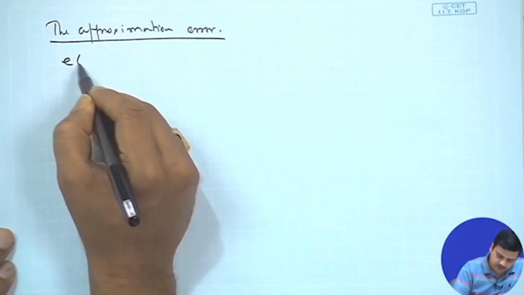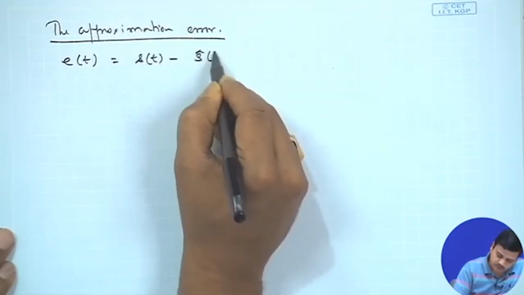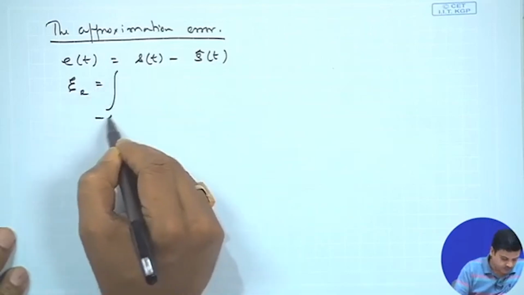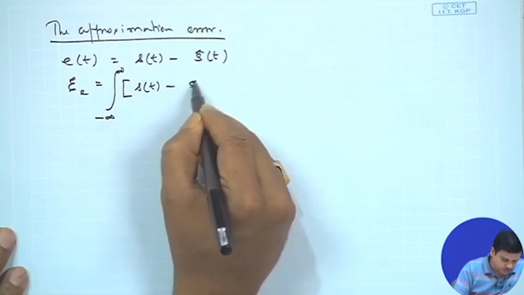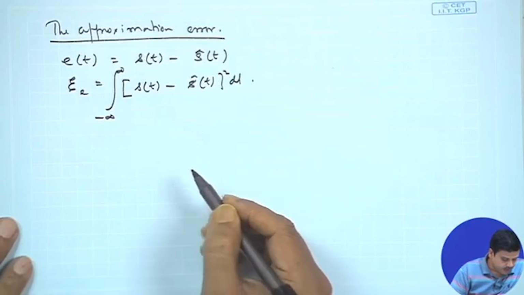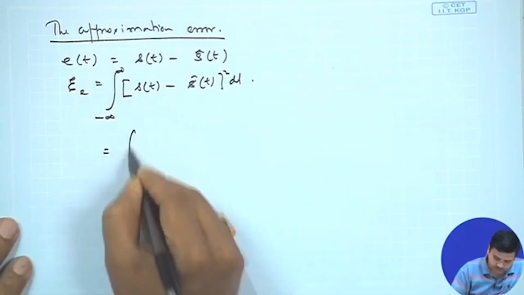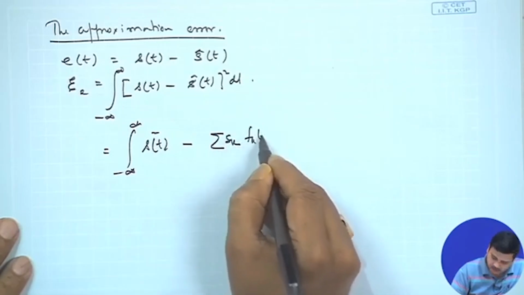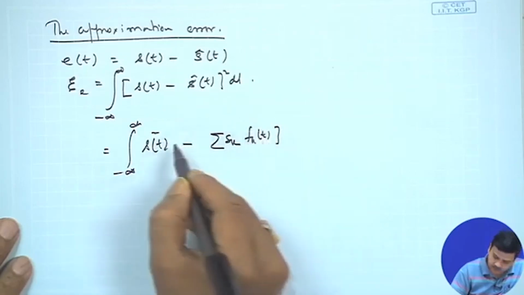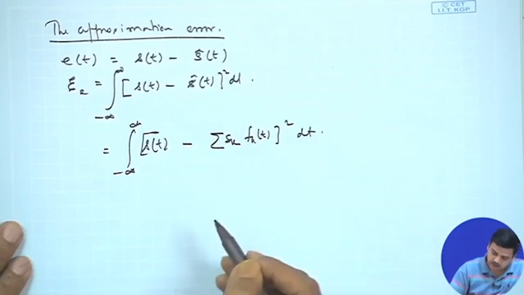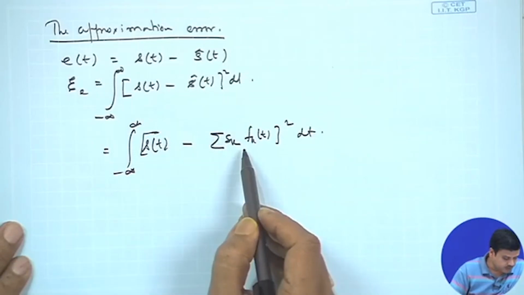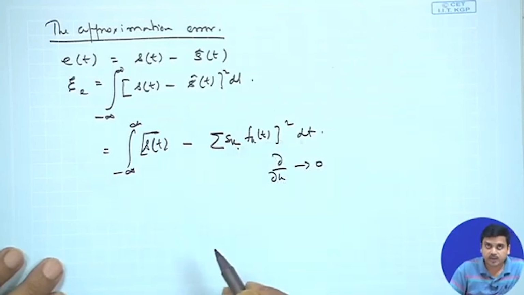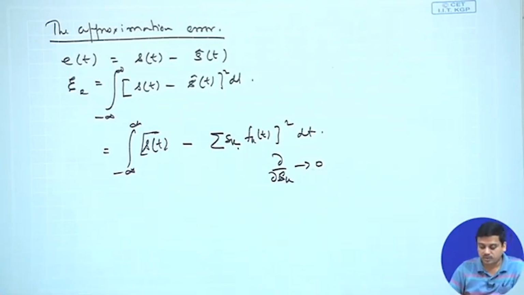The approximation error E of t is equal to S of t minus S cap of t, and the approximation error energy is, of course, you integrate over the whole range, dt, and you would get the result as integral from minus infinity to infinity of S of t minus summation S k f k of t, squared, dt. So we have replaced this with this, and then to find the optimum coefficients, you have to take the derivative with respect to S k, set it equal to 0, and you can get the solution.